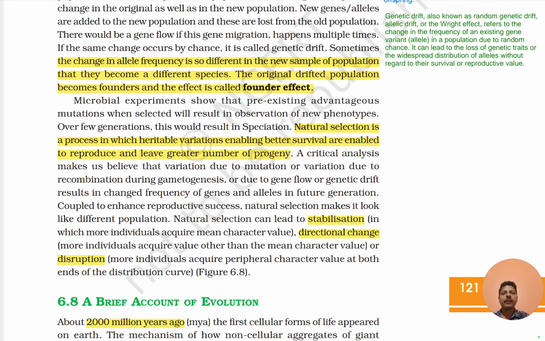Then natural selection is the process in which heritable variations enabling better survival are enabled to reproduce and leave a greater number of progeny.